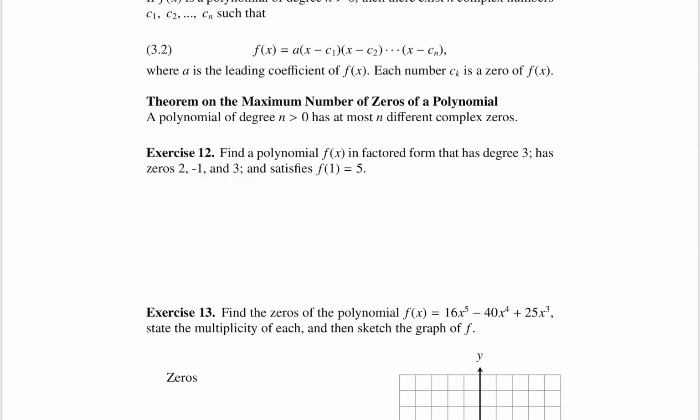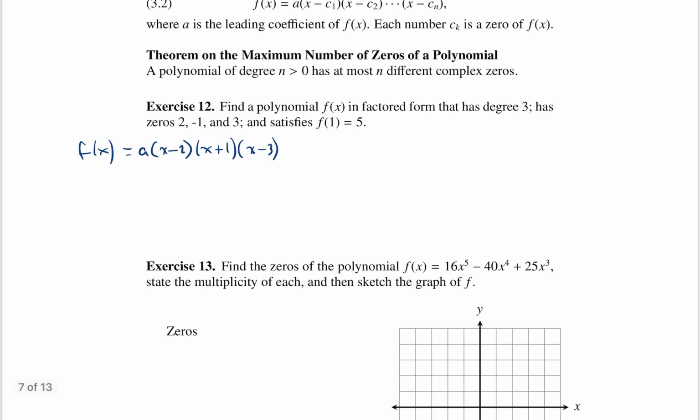So the first one would be written as x minus 2, because if you set that equal to 0 and solve, you're going to get x equals 2. The second factor can be written as x plus 1. Same thing, if you set that equal to 0 and solve, you'll get -1, which is the 0. And the last one can be written as x minus 3. And we don't know what a is, so we'll leave that as a, and your function is f of x.